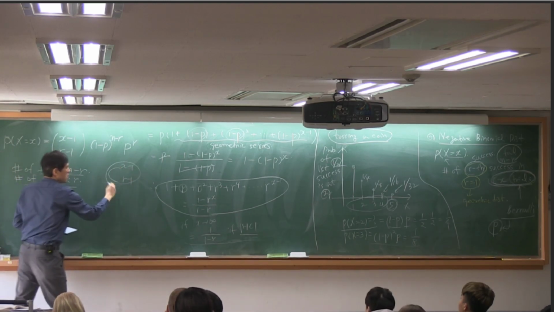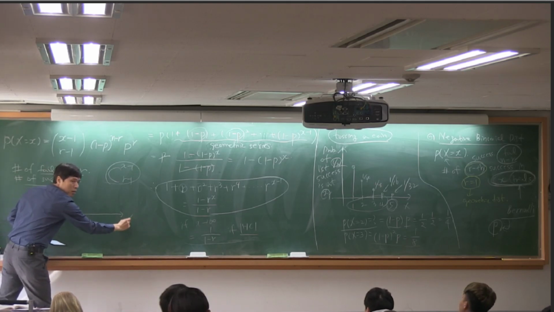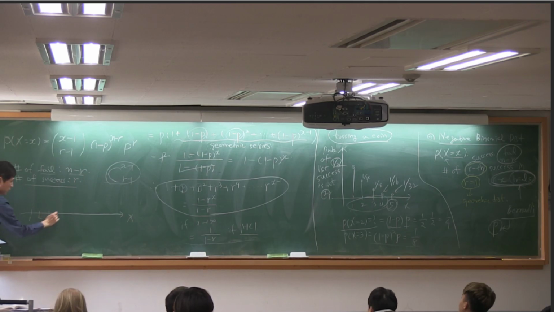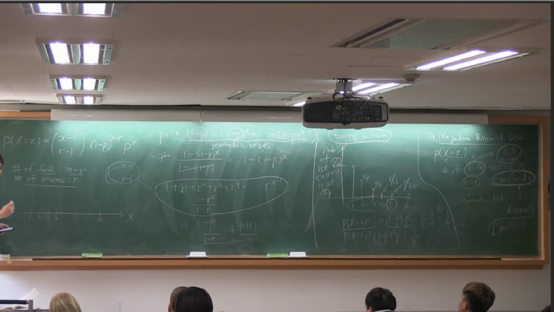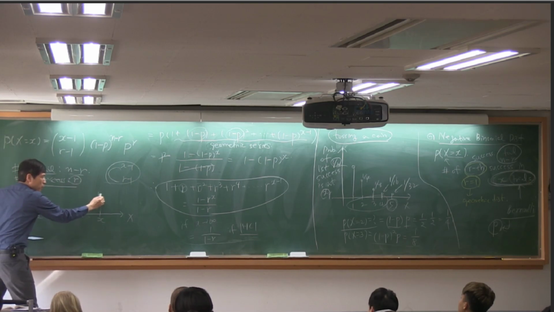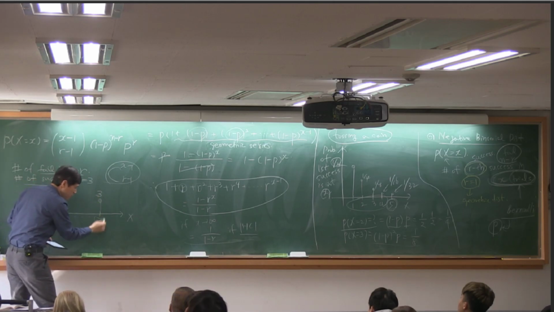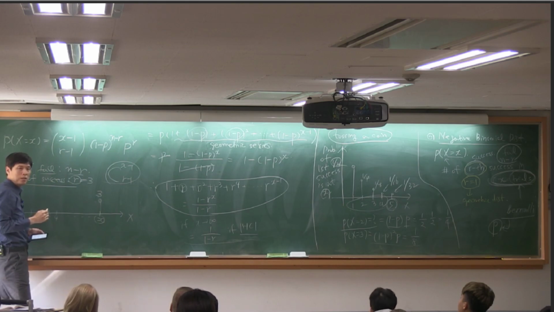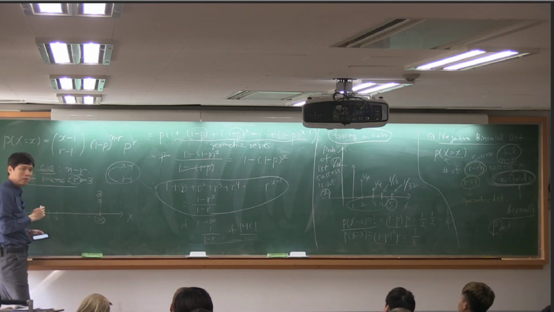What does this mean? Let's see this figure. This is trial x: first trial, second trial, third trial, fourth trial, up to x. Suppose we want r successes. Suppose r is 3. The third success should happen at x. So the final trial should be a success.